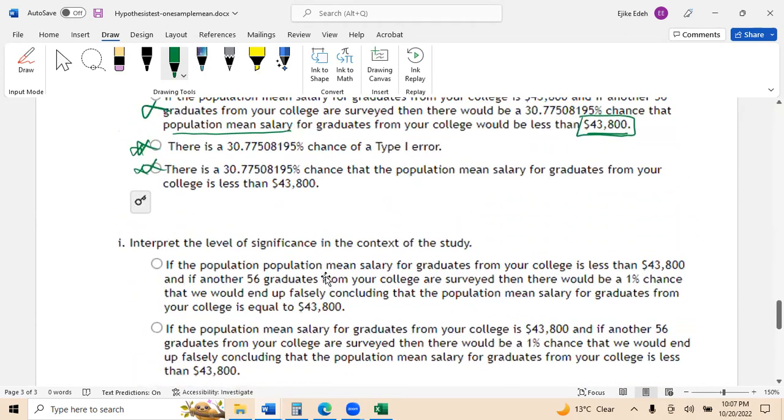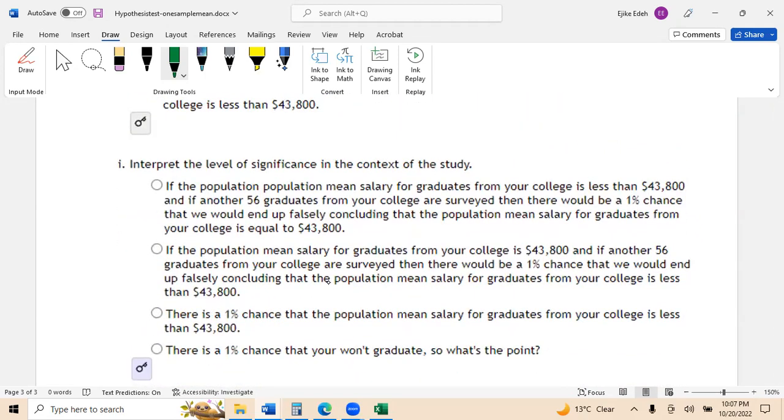Okay, so the last question here is also trying to make you define the significance level. Let's pick a different color. That's what the question is trying to define, but in the context of the study. So again, remember what the significance level is. The significance level is your alpha, right? And what is your alpha?